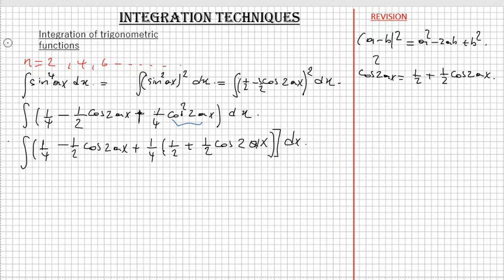So now I'm gonna try to simplify a bit the expression that's within the bracket. So I'll leave 1 over 4 minus half cos 2ax. So I have 1 over 4 multiplied by 1 over 2, so that gives 1 over 8. So if I multiply it again there, I'm gonna have plus 1 over 8 cos 4ax dx.